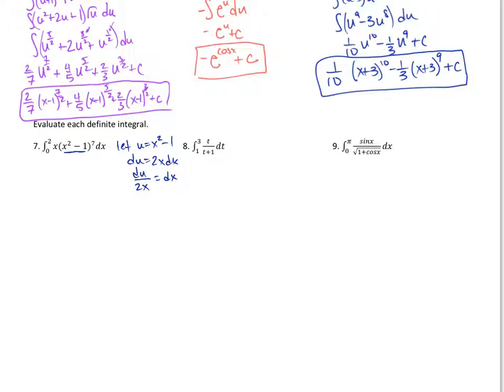Now let's go ahead and make our substitution. So the integral from 0 to 2, x, and this becomes u to the 7th, and then du over 2x. Now these reduce out, and here we will end up with 1/2 the integral from 0 to 2 of u to the 7th du. At this point, I'm going to show you two different ways to finish this problem.